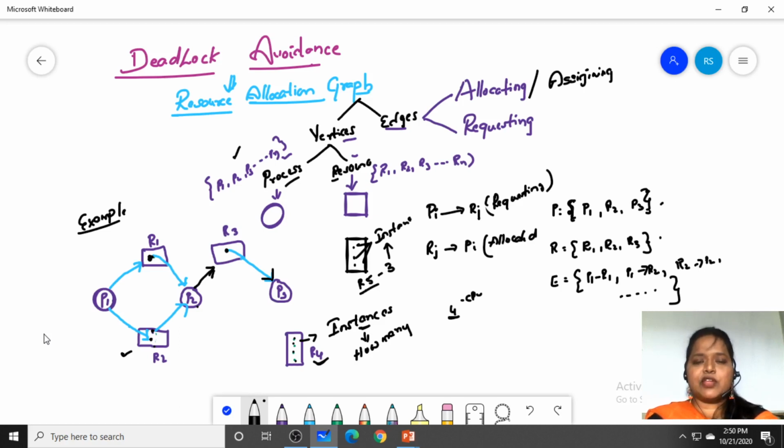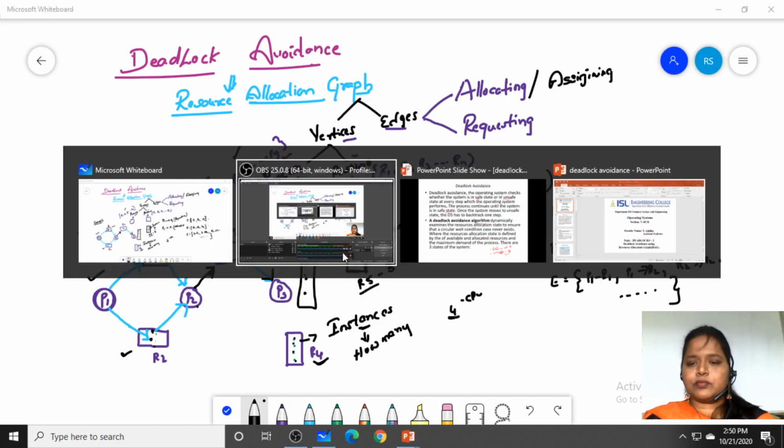Why I have given you the example is in order to have the terminology: what is a process and how it is going to be represented, and what is a resource, how it is going to be represented, and what are the instances. This is important. Instances are represented with the dots. Fine. So this is the brief introduction regarding the graphs.